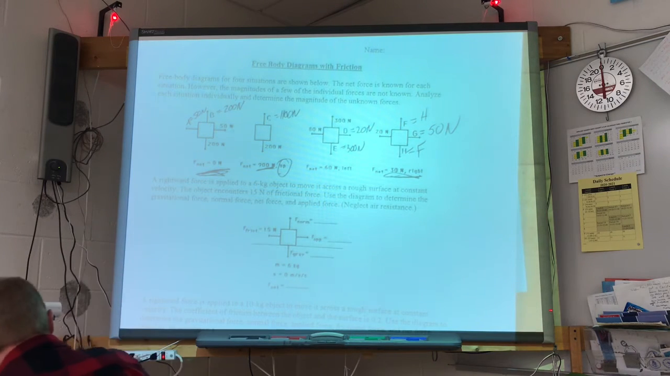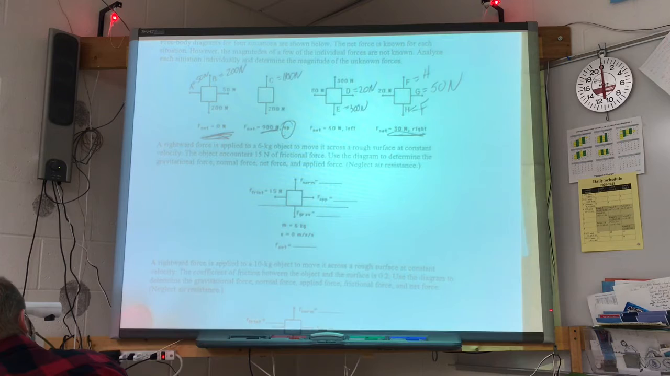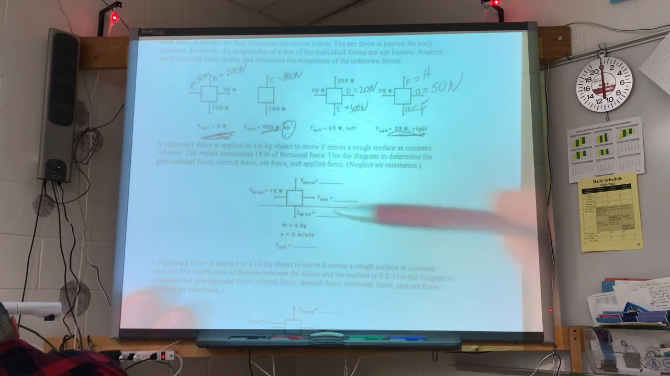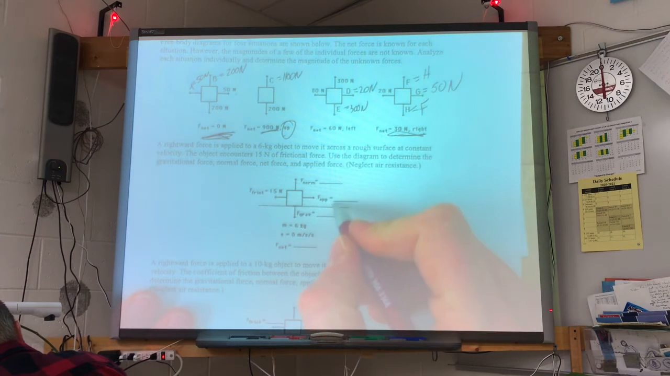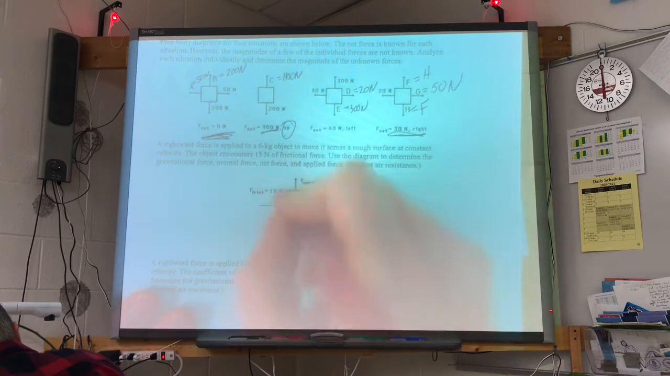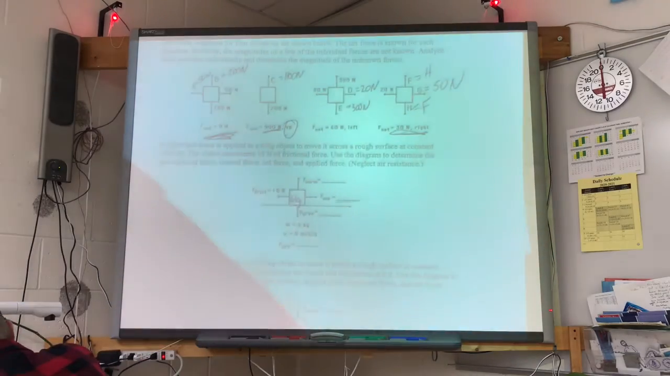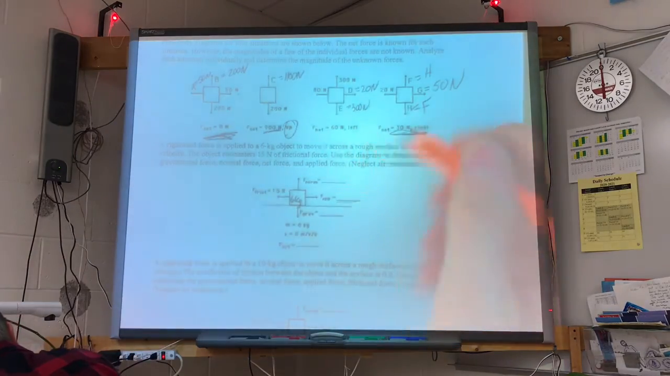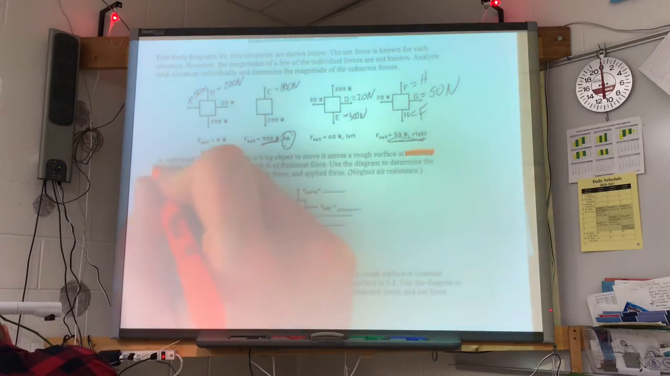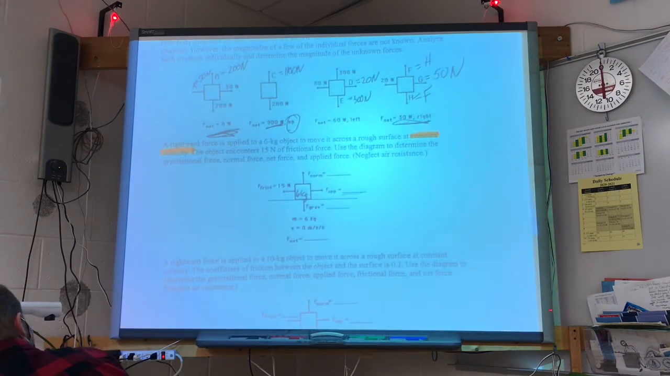All right, I got some time. So we read through the problem. The idea is we read a problem, we draw a free body diagram, we can fill in some numbers. A rightward force is applied, that's saying there's an applied force, to a 6 kilogram object. I often like to draw my 6 kilograms in there. To move it across a rough surface at a constant velocity. I'm going to highlight that because that is going to be something important to remember.